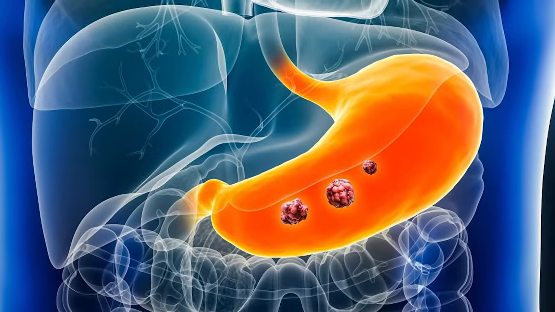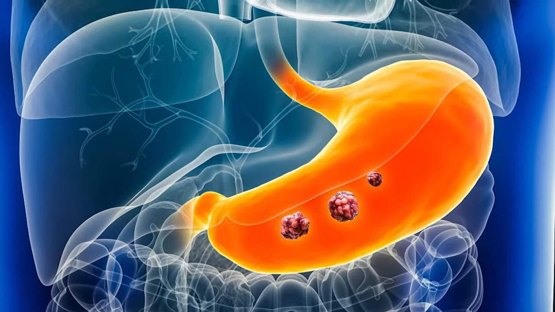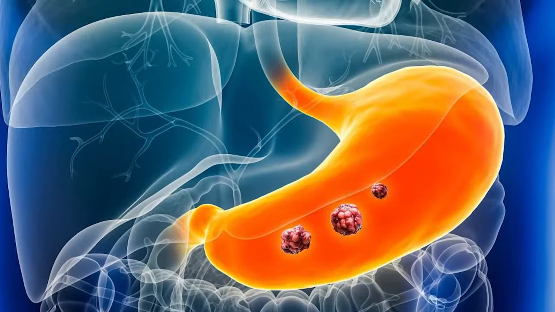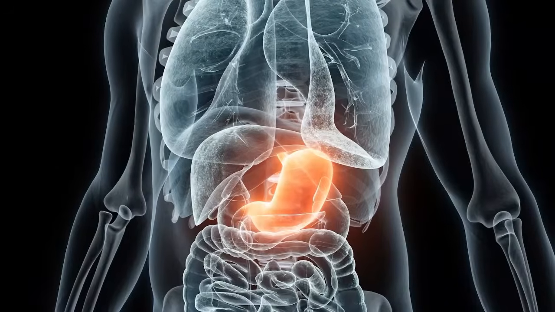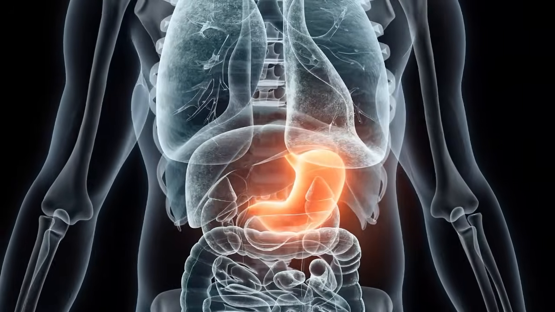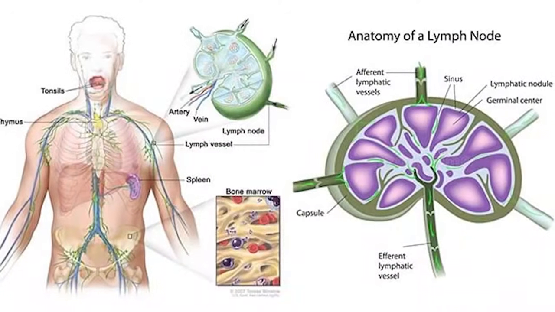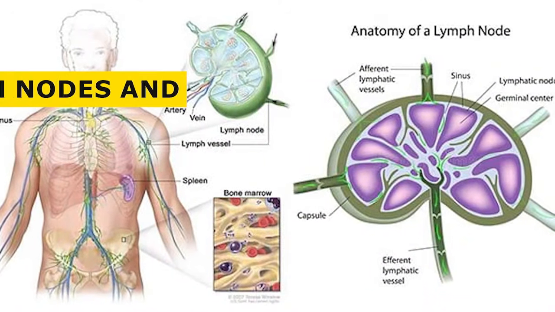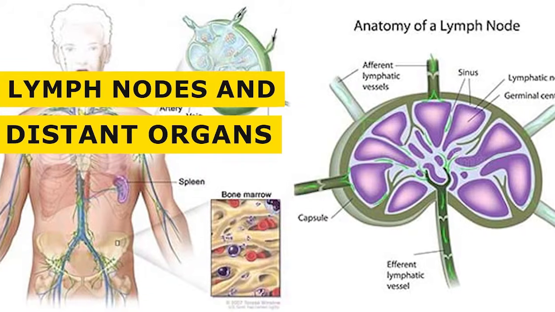Gastric cancer. Gastric cancer often presents in advanced stages and is associated with risk factors such as chronic gastritis, H. pylori infection, smoking, and dietary habits. It commonly metastasizes to regional lymph nodes and distant organs.